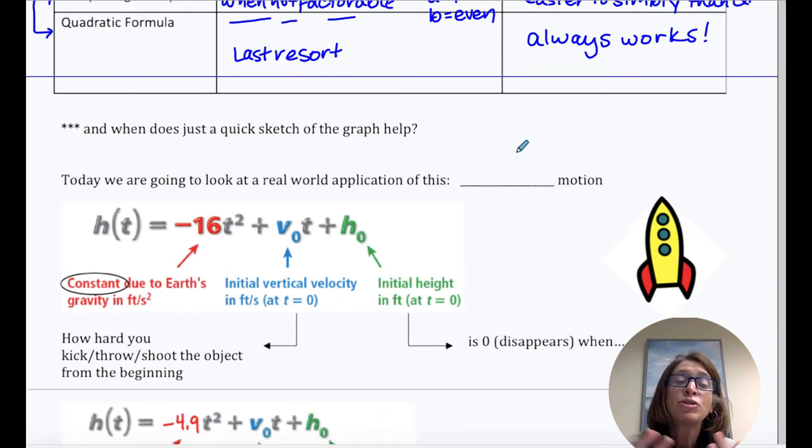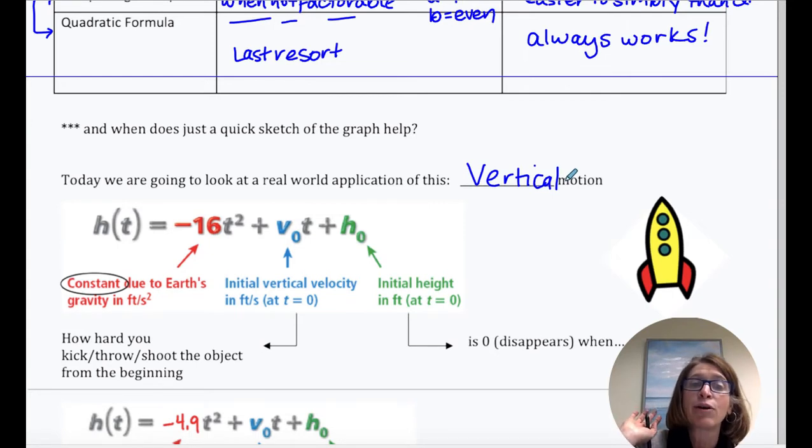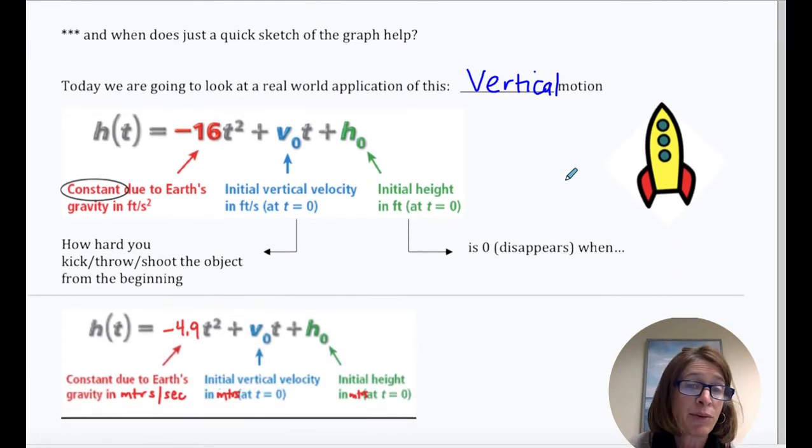So today we're going to look at real world applications of quadratics using vertical motion. Vertical motion is when I throw something vertically up in the air. There are two different models that we use for vertical motion. They're the same but different. We've been using these models, but I've been giving them to you. Now we're going to use the model and write our own.